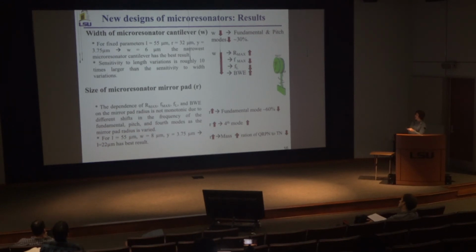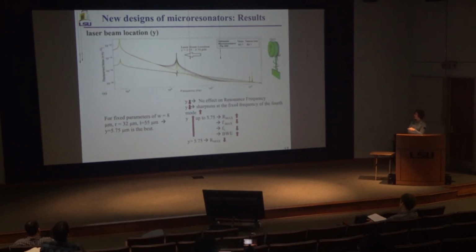I did the same study for width and also for the size of the mirror pad, and I found that if I decrease the width, I get a better answer, and if I increase the R, it gives me a better answer. But here it's not going to give me a better answer forever. Up to 122 micrometers was the best result. After that it starts to act vice versa. I also found that the dependency of Rmax, Fmax, FAL and BWE on the mirror pad radius is not monotonic, due to different shifts in the frequency of the fundamental, pitch and roll modes.